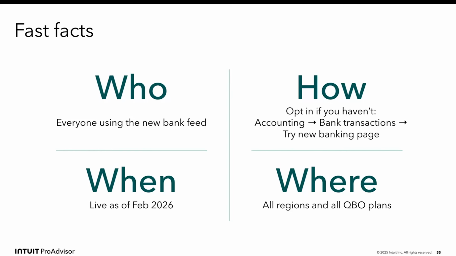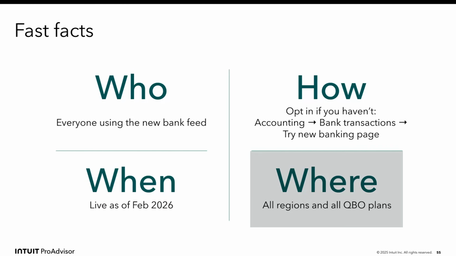Everyone using the new bank feed will be able to see these improvements. This is only on the new version of the bank feed. If you're still on the old version, what you can do is go to Accounting, go to Bank Transactions, and click the green Try New Banking Page button in the upper right-hand corner of the page. And that'll make sure that you're able to view the new version of the bank feed and try all these improvements. All this is live as of February 2026, and it's available on all regions and all QBO plans.